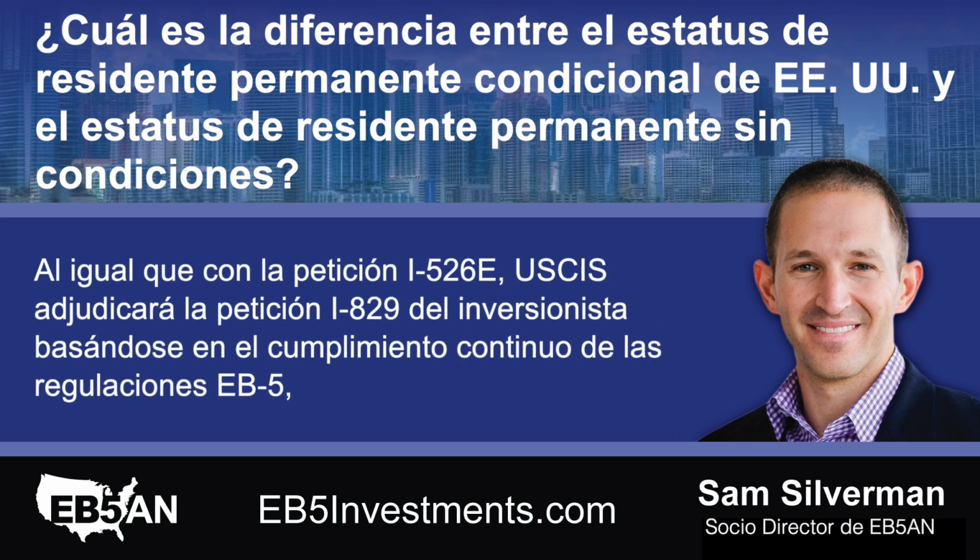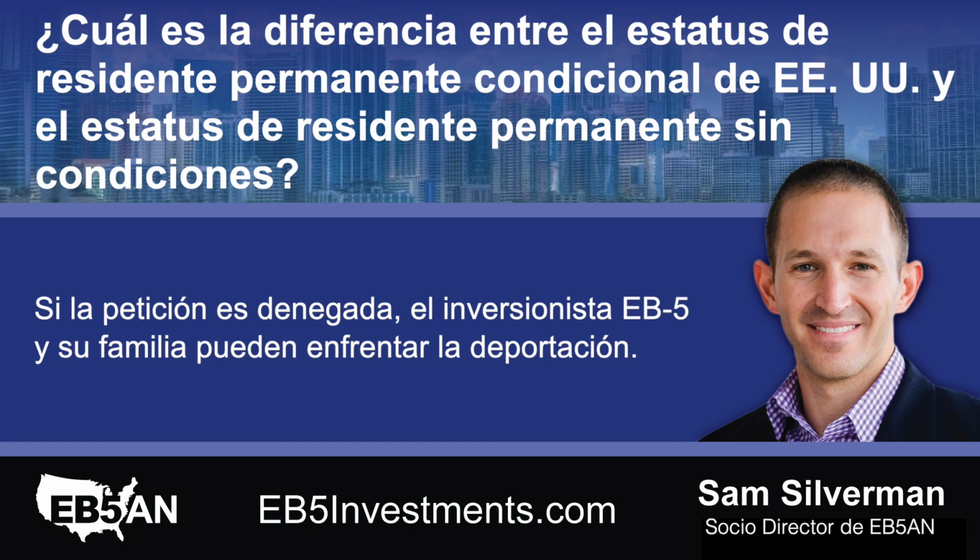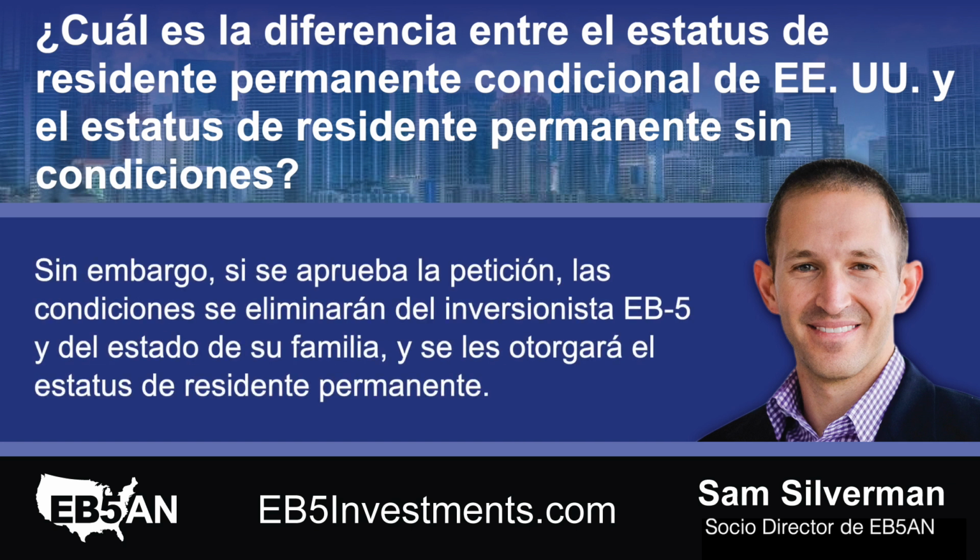As with the I-526E petition, USCIS will adjudicate the investor's I-829 petition based on continued compliance with EB-5 regulations, including evidence that their investment created the required number of jobs and that the investment remained at risk. If the petition is denied, the EB-5 investor and their family may face deportation. If the petition is approved, however, the conditions will be removed from the EB-5 investor and their family's status, and they will be granted permanent resident status.